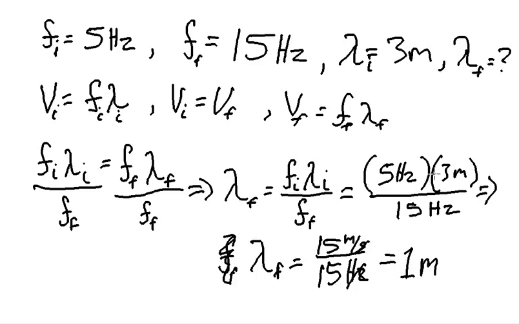So you see our wavelength went down by a factor of 3. It went from 3 to 1, so it got cut into a third. And that's because our frequency went up from 5 to 15, so it got multiplied by 3. So this shows you the inverse proportionality between these two quantities.